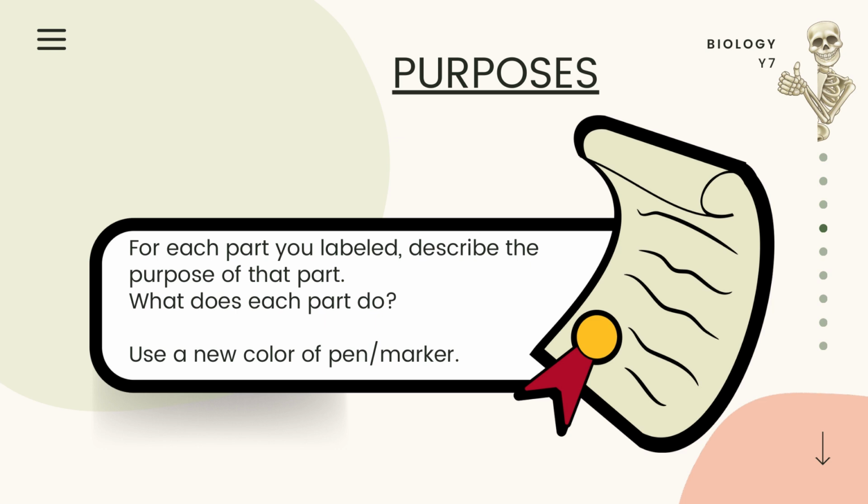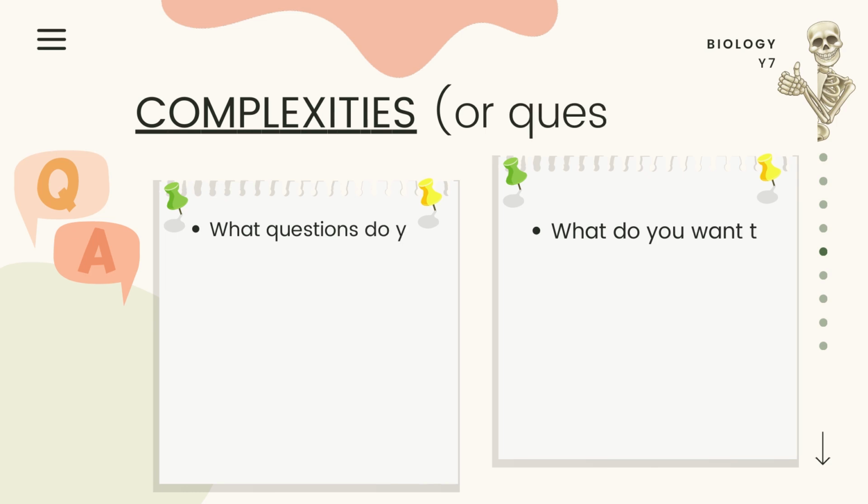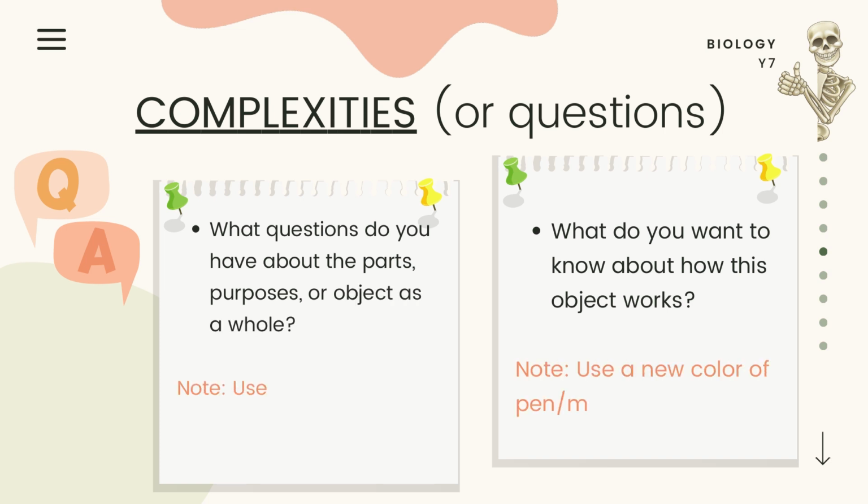Once you have given all of the purposes of each part, we can now move to the final part, which is complexities or the questions or the puzzles. What questions do you have about the parts, purposes, or object as a whole? Or what do you want to know about how this object works? Again, take note, you have to use a new color of pen or marker here just to differentiate the purposes, the complexities, and the parts section.